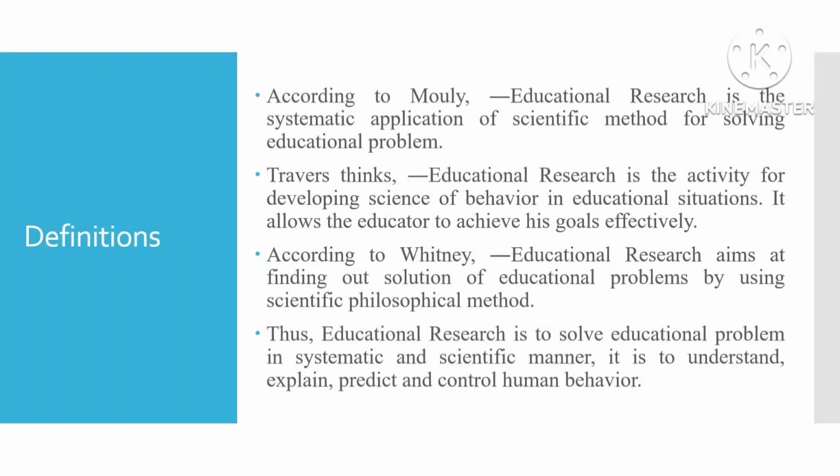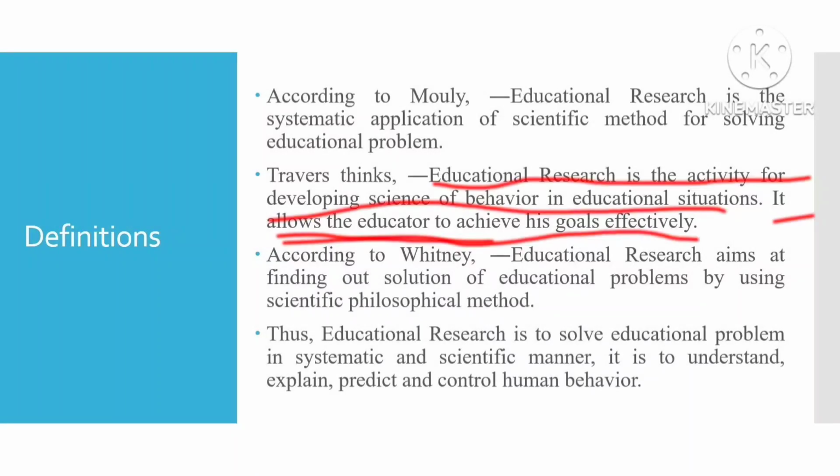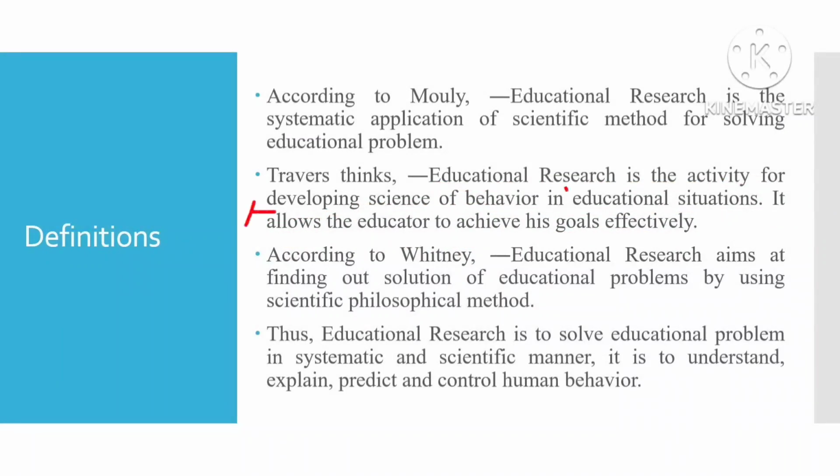The next definition was given by Travers. Travers thinks that educational research is the activity for developing science of behavior in educational institutions. It allows the educator to achieve his goals effectively. Let's explore this statement further. The first keyword is developing science of behavior.